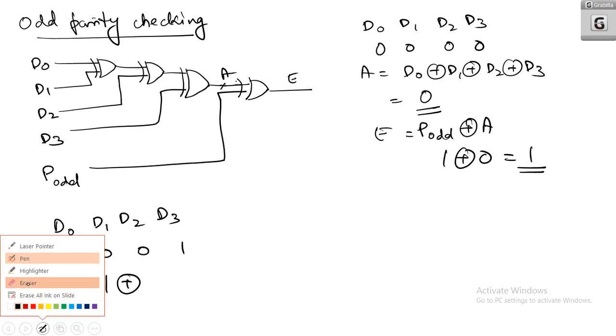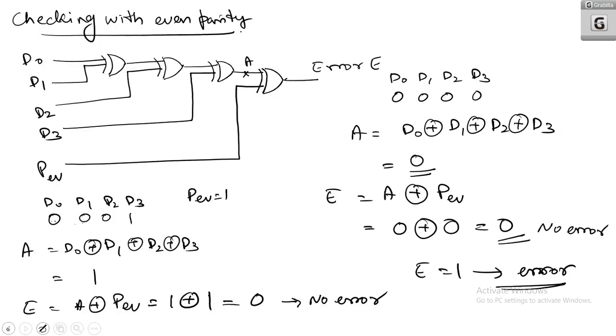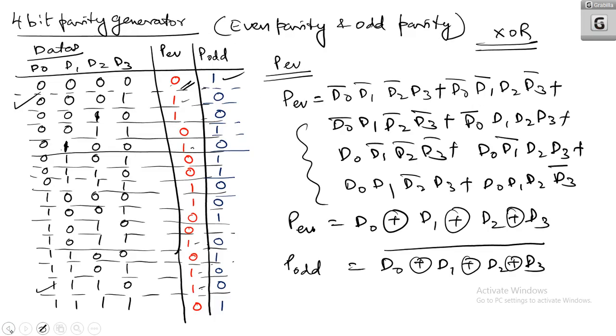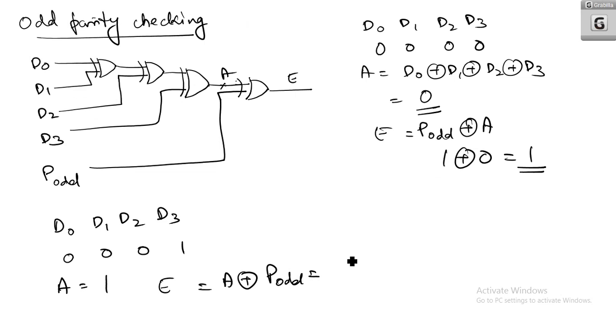Yeah, that is 1. Now what is error? Error is basically A XOR what? A XOR P odd. Okay. In the second case, what is odd parity? Odd parity is 0, right? We can say that, that is 1 XOR 0.